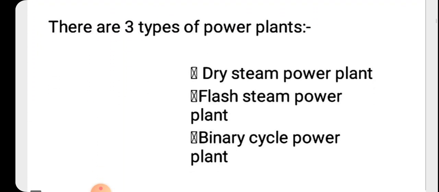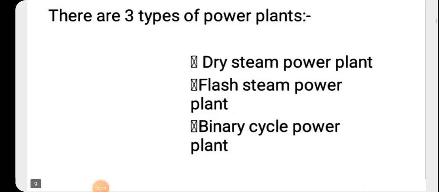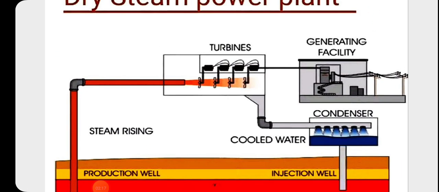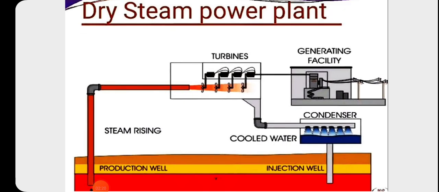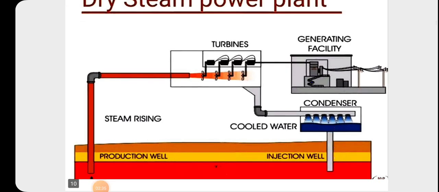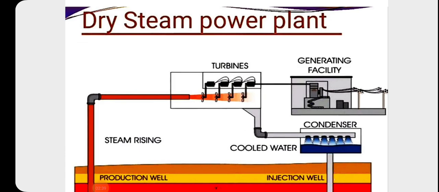So there are basically three types of power plant. The first is the dry steam power plant, the second is the flash steam power plant, and the third is the binary cycle power plant. This is the dry steam power plant. In this system, we use dry steam directly to rotate the turbine for producing electricity, and the rest of the water passes through the condenser and is mixed into the injection well. This is the simplest way to generate electricity, but it is not necessarily available all the time.